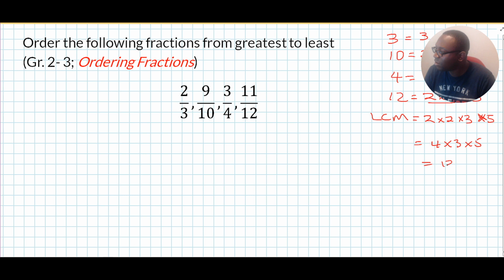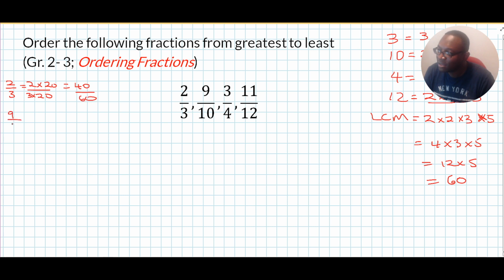So this is 12 multiplied by 5, which is equal to 60. Okay, so our least common multiple is 60. So we're going to find a way to write each of these numbers so that the denominator is 60. Let's start with 2/3. For me to get 60, I have to multiply 3 by 20. So I'm going to multiply 2 by 20. So this is going to be 40 over 60.